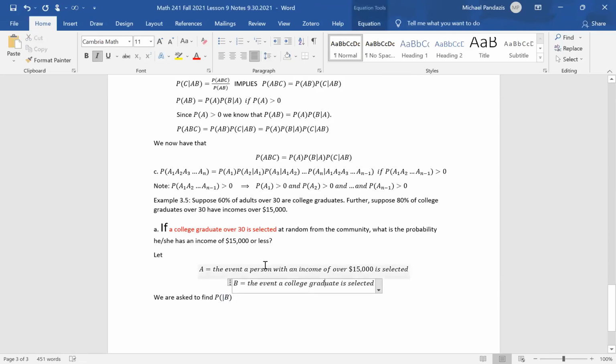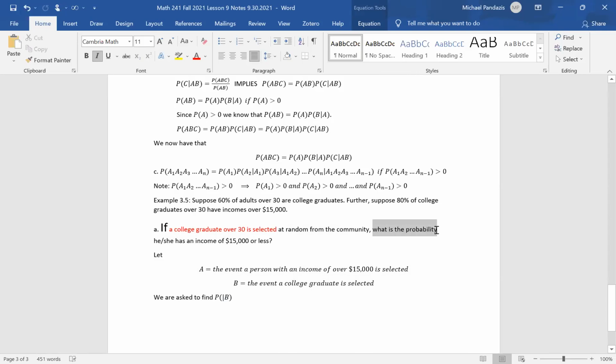Oh wait, sorry, everyone's over 30, so I'm leaving out the over 30 part. College graduate is event B, so that's a given. That's what's after if. So we're asked to find a conditional probability, and the given in that conditional probability is the event B I defined here.